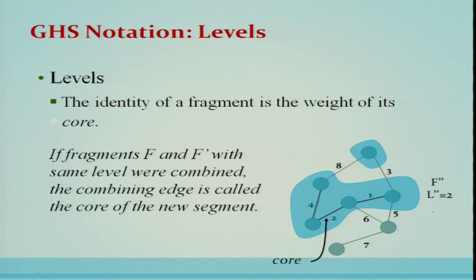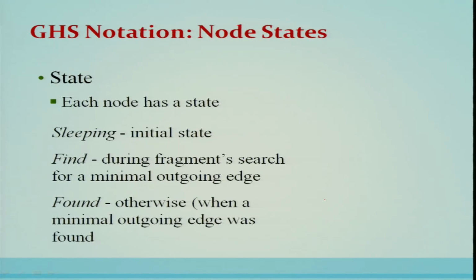Now, if the fragments F and F prime with the same level were combined, then the combined edge is called the core of the new segment. So, here you can see that the core, this is the core. Why? Because this was instrumental in combining the two fragments F and F prime. So, it becomes the core of the new segment.